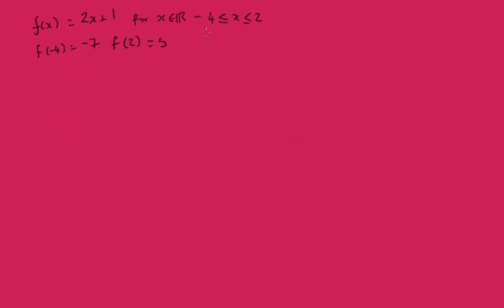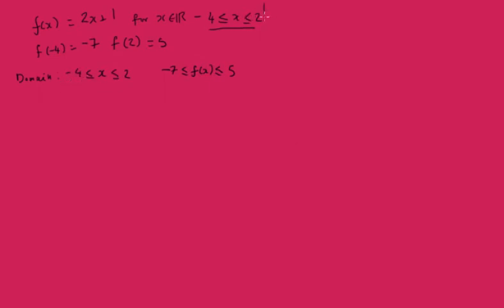Now we've already said this is the domain, so we'll write that down. Domain is minus 4 less than or equal to x less than or equal to 2, and the range will be these values here. It will be minus 7 less than or equal to f of x is less than or equal to 5.